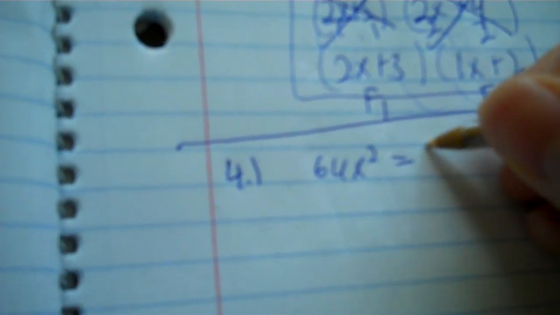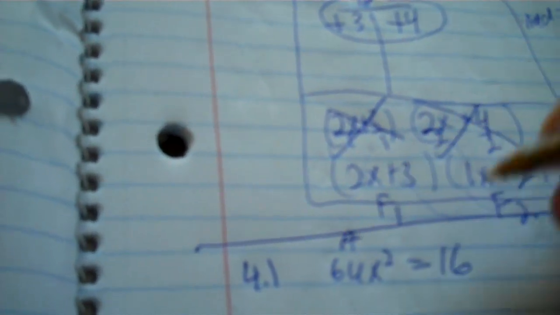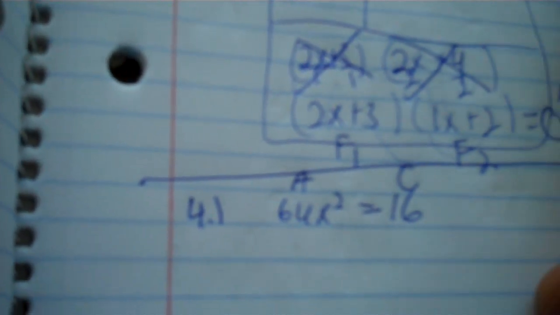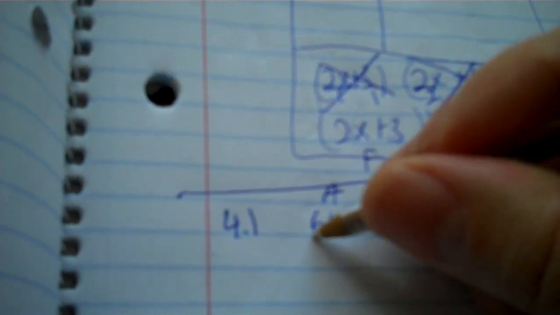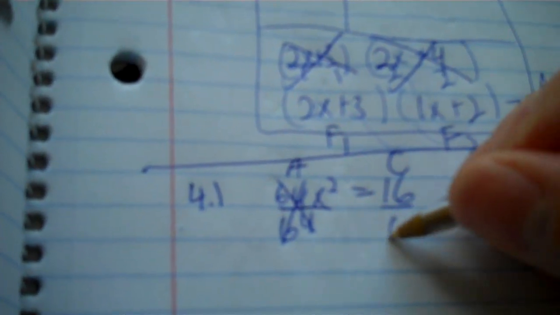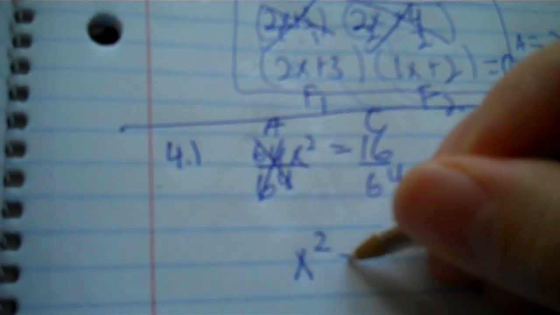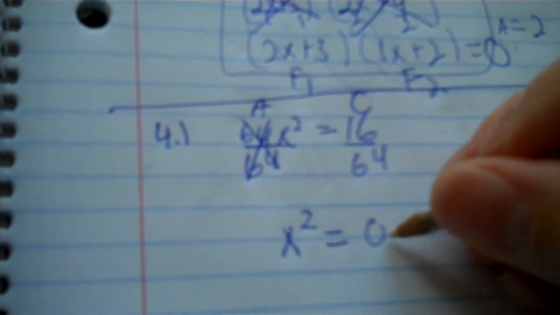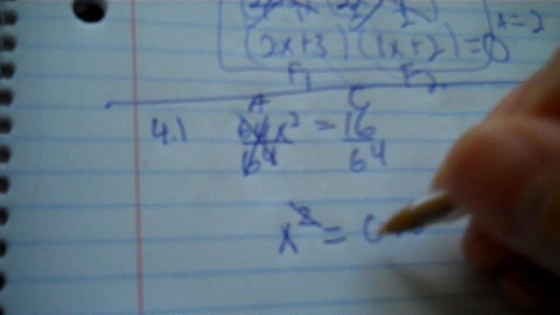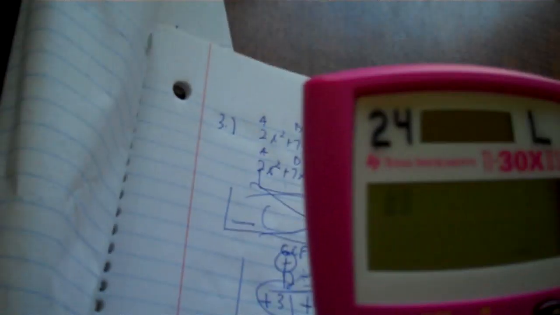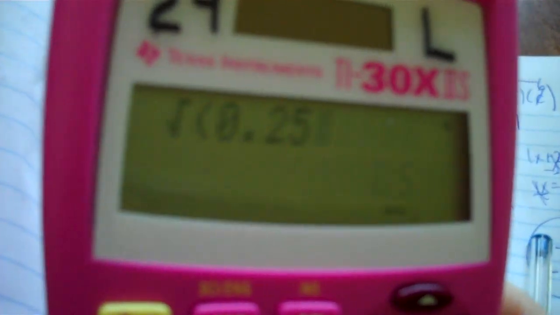64x to the second equals 16. Shorter equation. So what do you have? You have an A, you have a C. There's no B. These are the easiest to solve when there's no B. Okay, they're easy. You get the x squared by itself, so you'd have to divide by 64. You would not have to add or subtract, and that gives me x to the second equals 16 divided by 64, which is 0.25. Then I find the square root of 0.25. I get 0.5. So it could be 0.5 or negative 0.5.